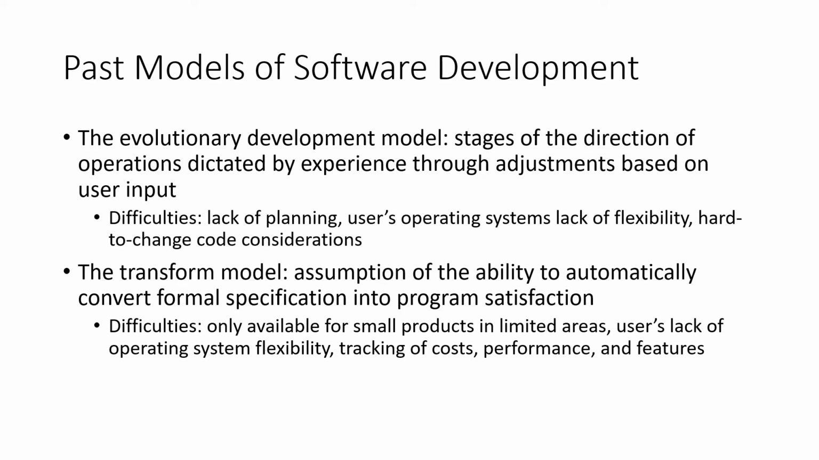The final model was based on the assumption of the ability to automatically convert formal specifications into program satisfaction. The difficulty with this is it's really only available for small products in limited areas like spreadsheets or limited computer science domains. It also assumed that the user's operating systems were flexible, just like the evolutionary development model, and it was difficult in tracking cost, performance, and features.